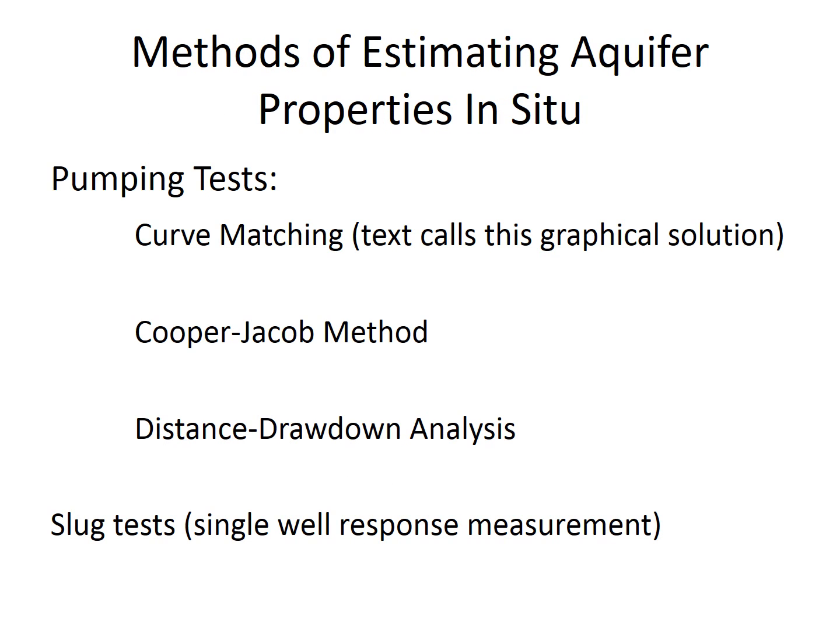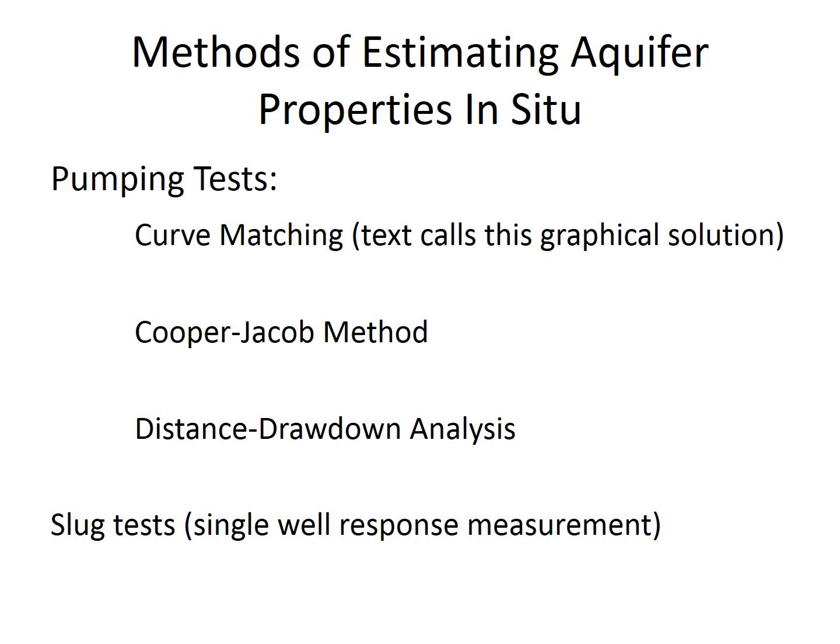There are a number of different methods of estimating aquifer properties or aquifer parameters in the field, or in situ. The three different methods are available using pumping tests. We'll focus on two of those. The first is the curve matching approach, which your text calls a graphical solution. And I don't like that name because the second method is also graphical. So I'm going to call it the curve matching method or the type curve method. And the next method is called the Cooper-Jacob method. The curve matching method involves plotting drawdown versus time on a log-log scale. And the Cooper-Jacob method involves plotting drawdown versus the time on a semi-log piece of paper. And I'm going to go through how to use both of those methods here in this PowerPoint presentation.